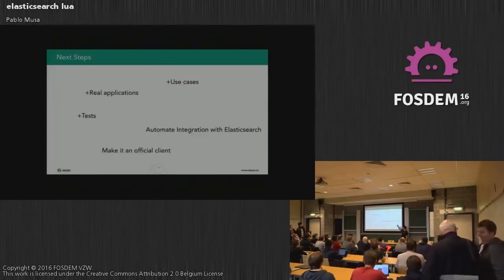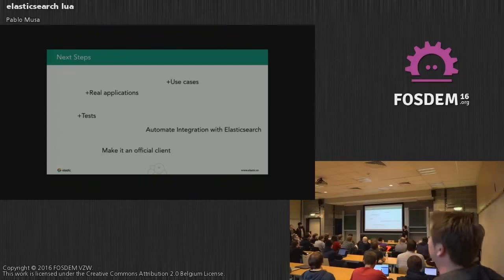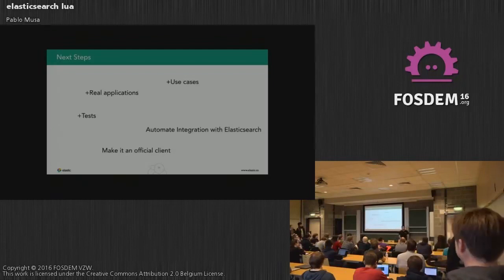So the next steps, we need more use cases, more real applications. We need to improve tests in the library, actually update to the new versions of Elasticsearch, automate integration, and finally, when it's mature enough, make it an official client, and of course, do a RocksSpec.